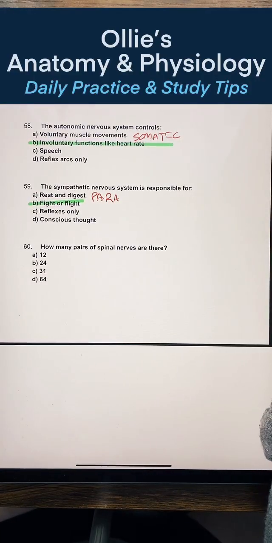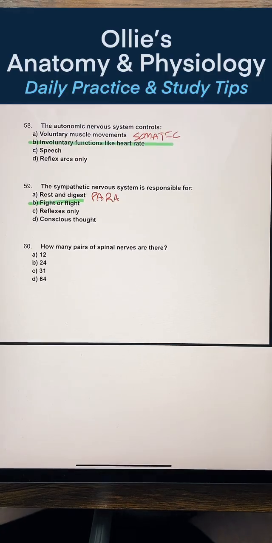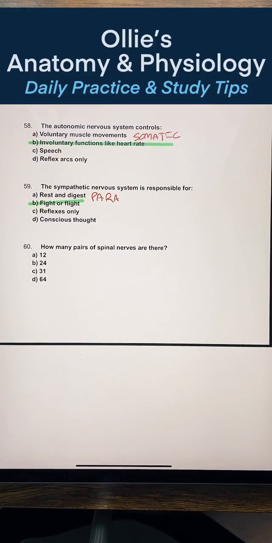Last question here, number 60. How many pairs of spinal nerves are there? Spinal nerves, not cranial nerves. A, B, C, or D?